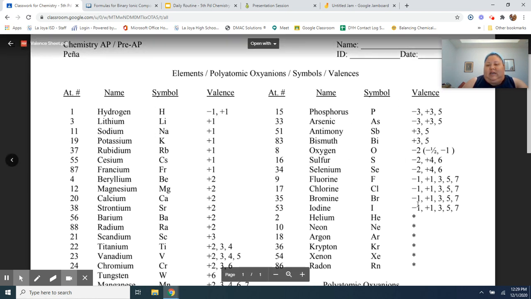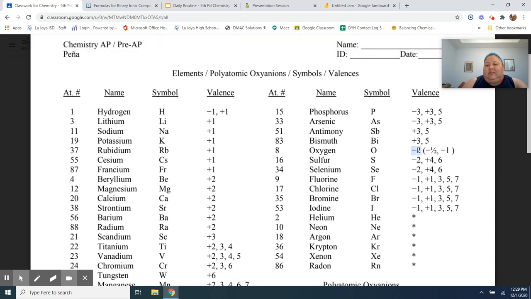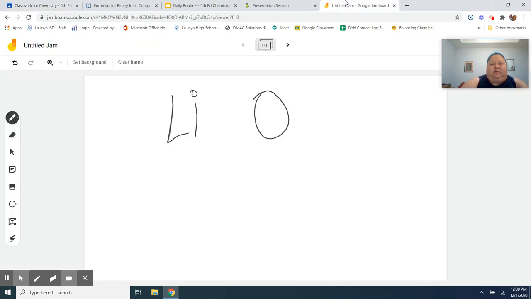Oxygen. For these, you know how they have all these other numbers? Just look at the first one. For oxygen, -2. So I got a +1 and -2. How many do I need of lithium? Look at the number for oxygen. What's the number for oxygen, guys? -2. Just the 2, not negative, okay?